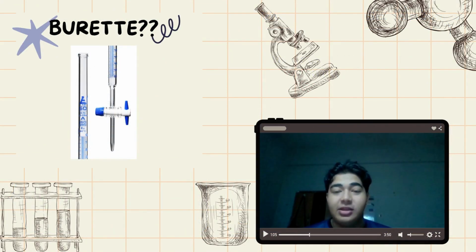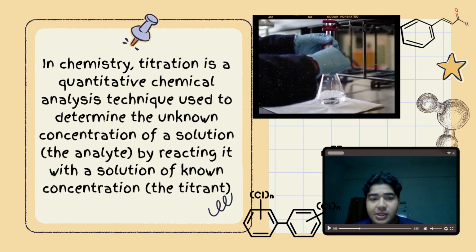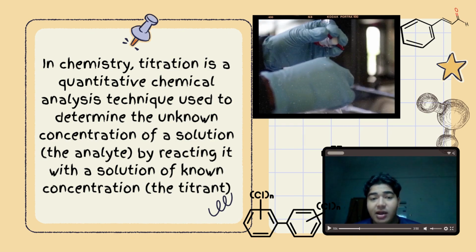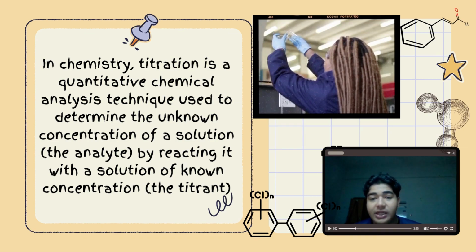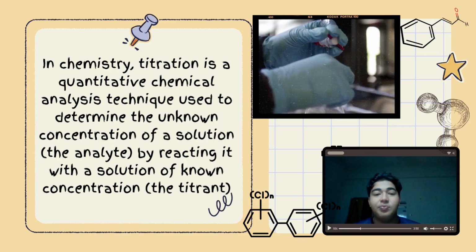For the application section, I will explain the use of the burette in volumetric titration, which is a key technique in analytical chemistry. Titration is a process where a solution of known concentration, usually placed in a burette, is added slowly to another solution until a chemical reaction is complete. This is often used to determine the unknown concentration of a substance.